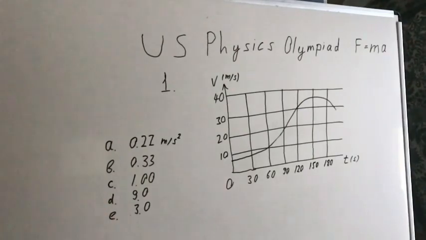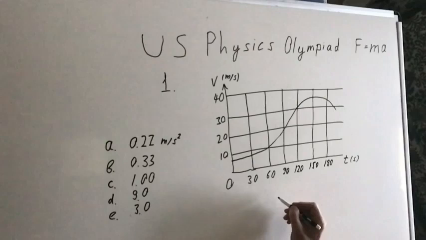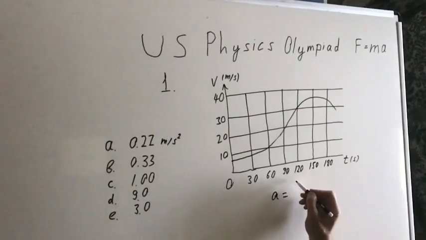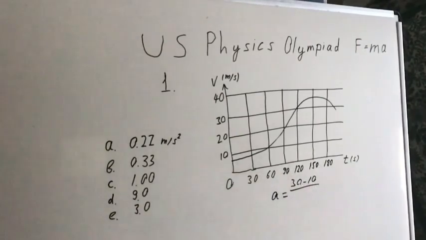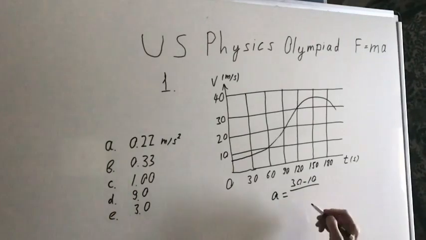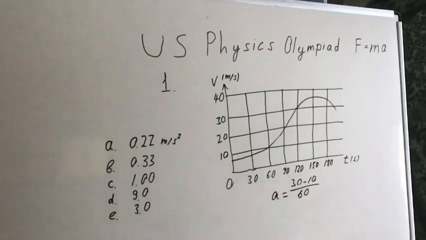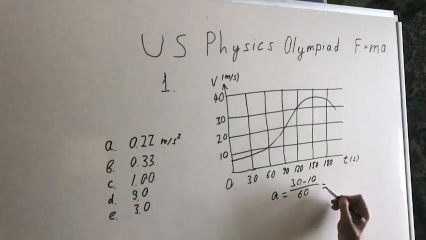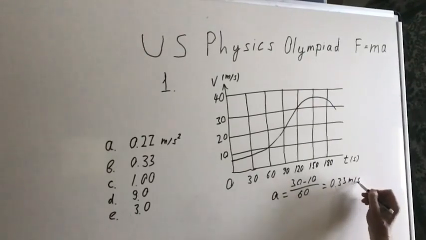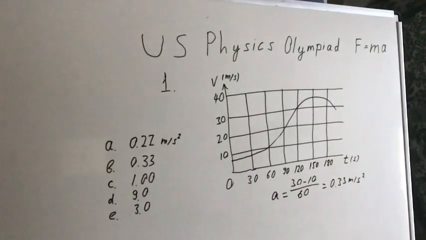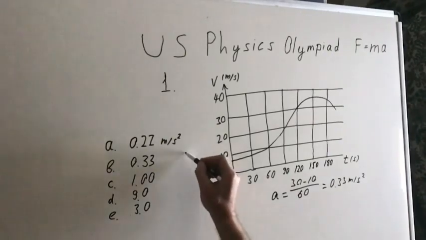Because on the left side we have 5 options, and we see that they are very different from each other, we don't need to calculate it precisely. So acceleration must be equal to 30 minus 10 meters per second divided by the time difference, which is 60 seconds. So the answer is 0.33 meters per second squared. So we see that the correct answer is B.